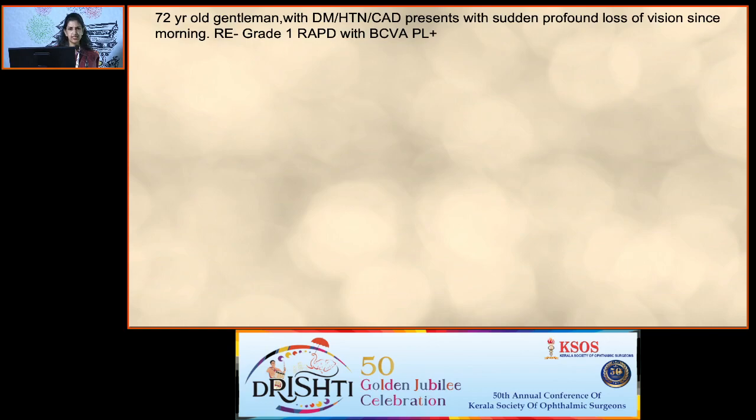Then the next case is a 72-year-old gentleman with diabetes, hypertension and CAD. He has sudden profound loss of vision since the morning. There is a grade 1 RAPD and best corrected visual acuity is PL+. Any clues, any thoughts on your diagnosis?